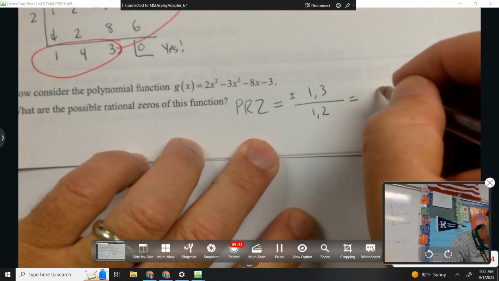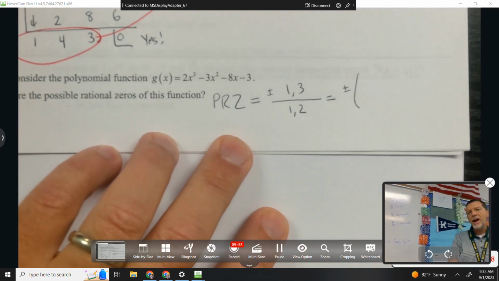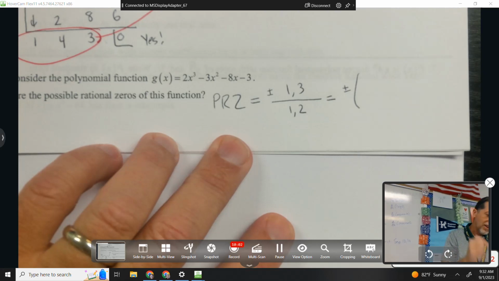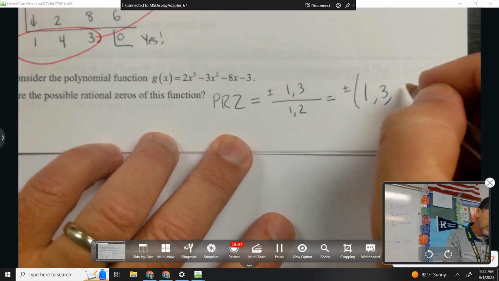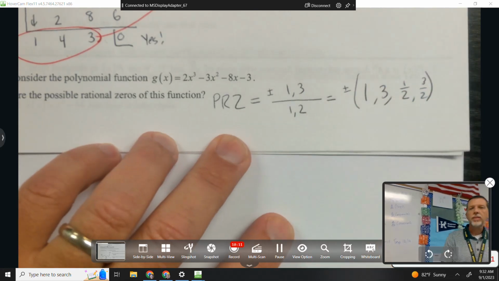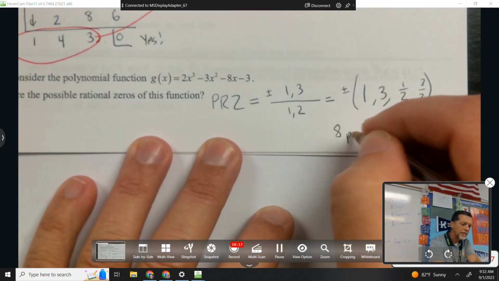So plus or minus, and I don't know if this is official math, but I don't want to write plus or minus a bunch of times, so I'm going to put the plus or minus out front. And 1 over 1, 3 over 1, 1 over 2, and 3 over 2. So that's 8 possibilities.